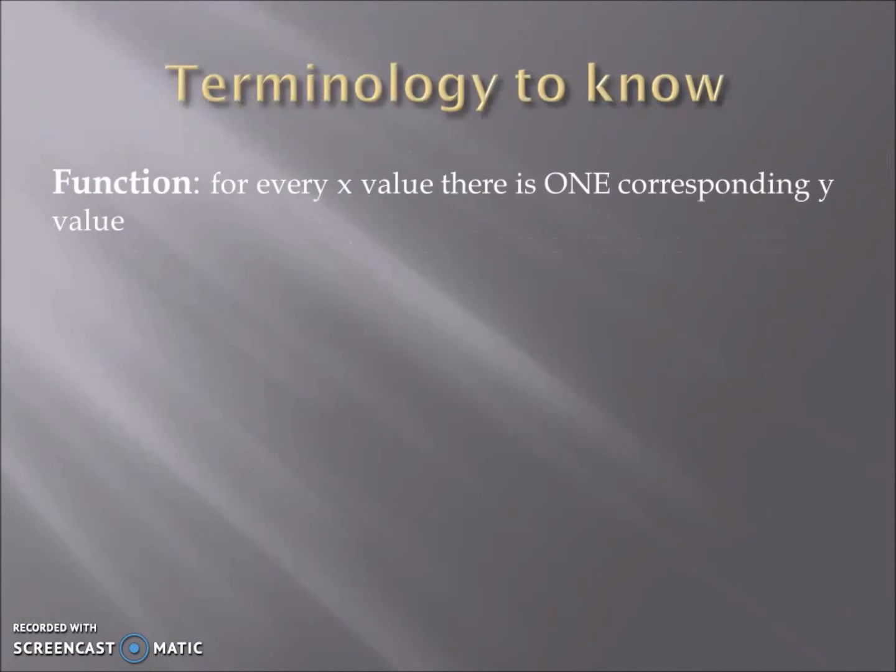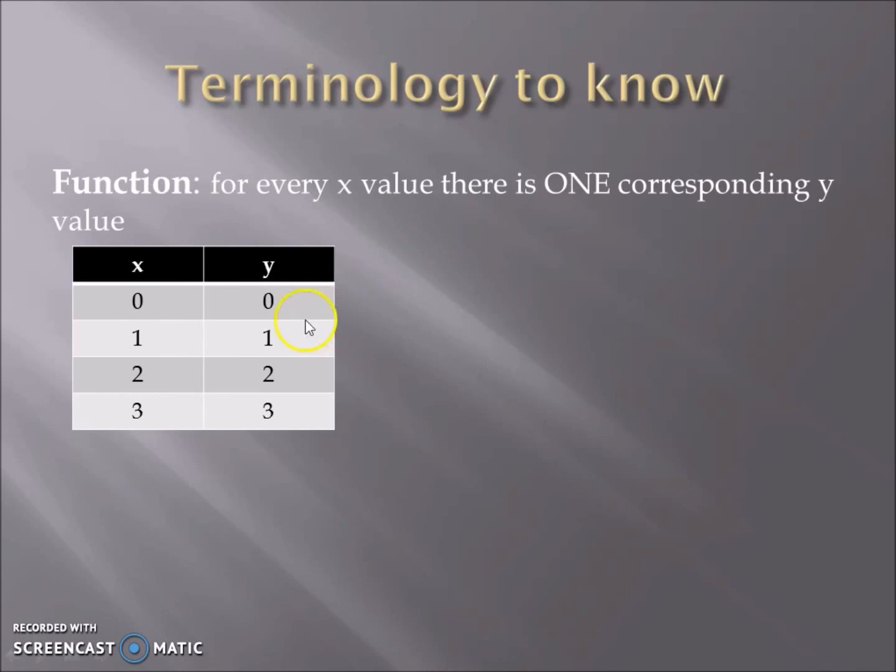Now, since we saw in the title the word function, you might be wondering, what does the word function mean? Well, a function is when for every x value, there's only one corresponding y value. If the x value has another corresponding y value, so if the corresponding y value is 2, then it is not a function. An example of this would be, as we see here, for the x value of 0, there's only one corresponding y value, which is 0.